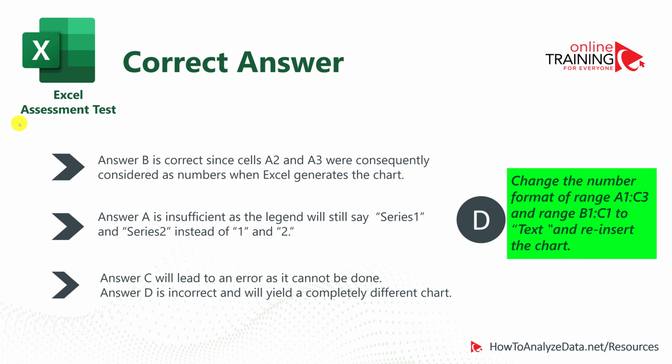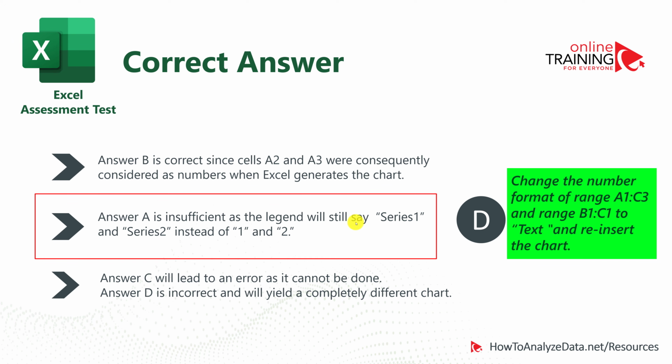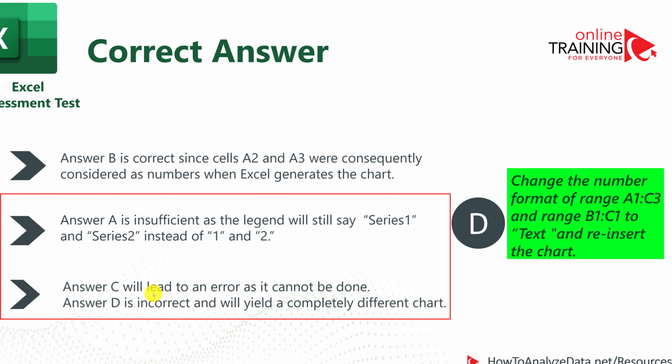The correct choice is D. You need to change the number format of the ranges A1 through A4 and B1 through C1 to text and reinsert the chart. Answer A is insufficient, as the legend will still say Series 1 and Series 2 instead of 1 and 2. Answer C will lead you to an error and cannot be done. And answer B is incorrect and will yield a completely different chart. So hopefully you've got this one right.